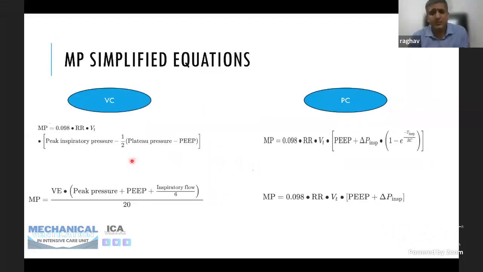These are some of the simple equations which can be used at the bedside, but I don't think it is necessary to calculate mechanical power for every patient.